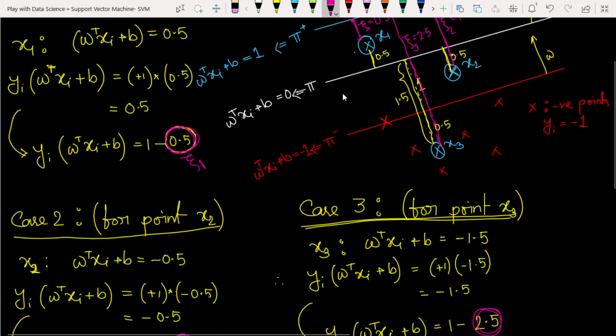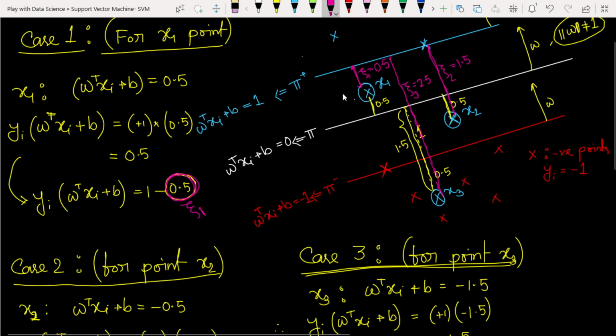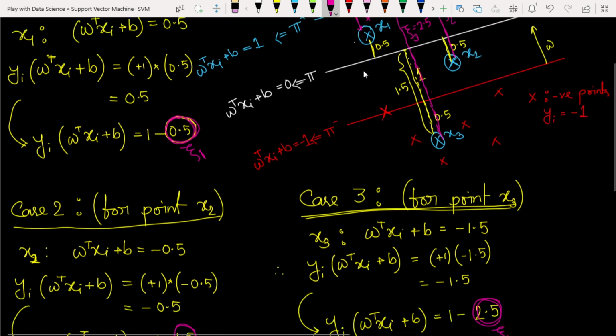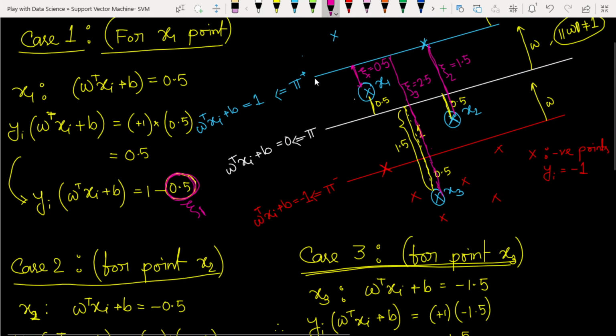Simple, zeta means it is equal to some unit of distance. So this distance is equal to some unit distance of zeta. Now let's take the relations. If you see, this is pi plus, the correctly classified plane for our positive points. And if we move further and further from our positive pi plus plane, then the zeta value increases. This is the simple concept of a misclassified point.